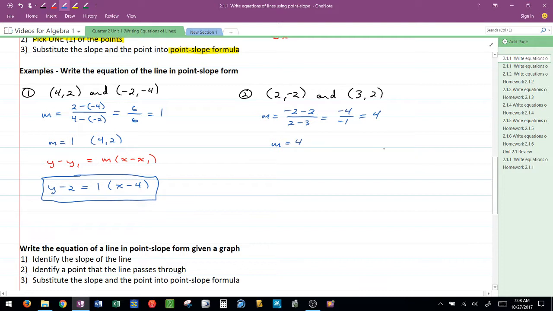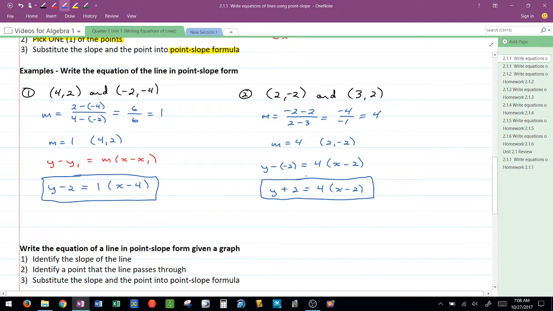Now I'm going to choose to use the first point, 2, -2. I could have chosen the point 3, 2. I just always like to do it the same way. I always use the first point. Substitute in. I have y minus the y1, which is -2, is equal to 4 times x minus the x1, which is 2. I got to clean that up because I got a double negative. This would be y plus 2 equals 4 times x minus 2. And this is the equation of the line in point slope form.